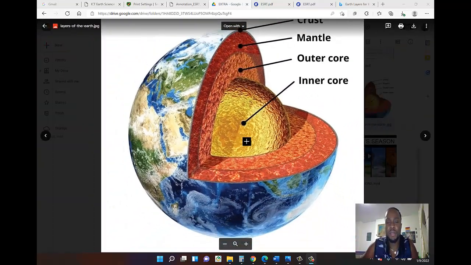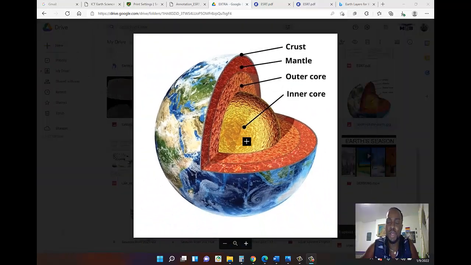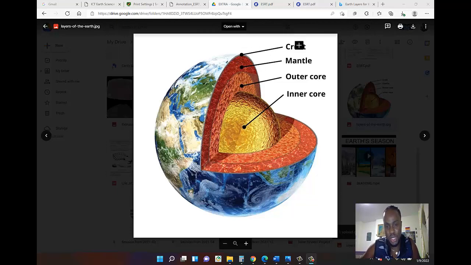As you may know already from your elementary science, the Earth has three structures basically. We have the outermost one, which is the Earth crust. And then in between you have the Earth mantle, and then you have the core. The core is further divided into outer core and inner core. All right, so basically it's crust, mantle, then outer core, then inner core.